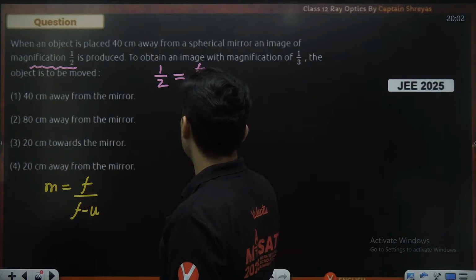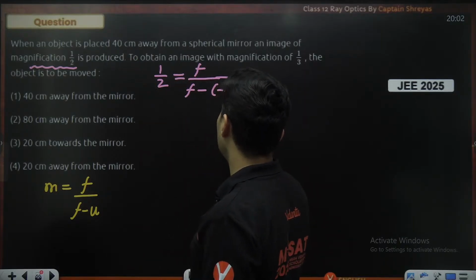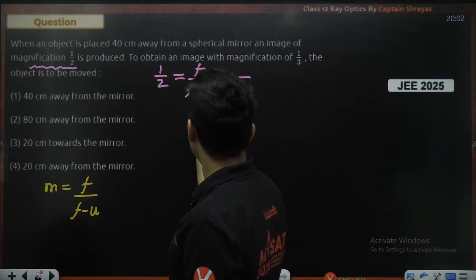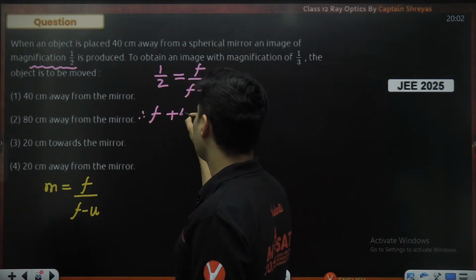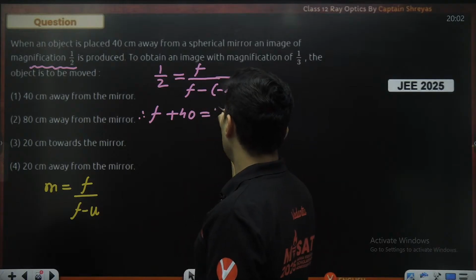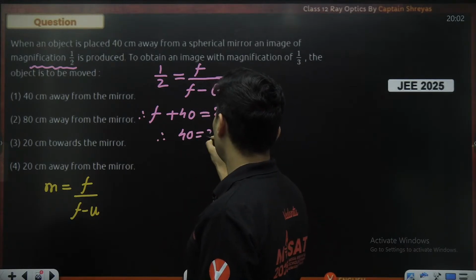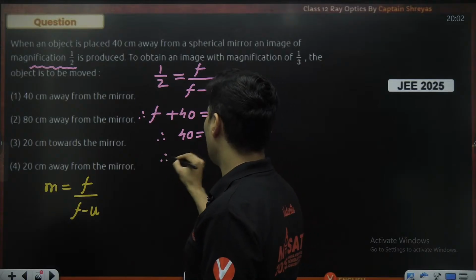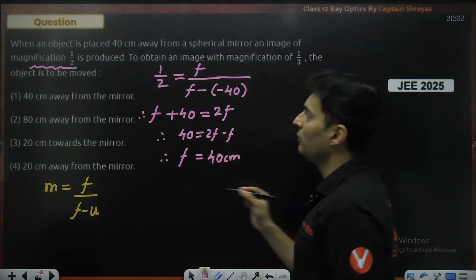F minus U. Object is 40 centimeters away. That means it is minus 40 technically with the sign convention. So do the cross multiplication. It will become, therefore, F plus 40 is 2 times of F. F goes on this side. So 40 is equal to 2F minus F. Therefore, 2F minus F is F. F is nothing but 40 centimeters. We got the focal length.